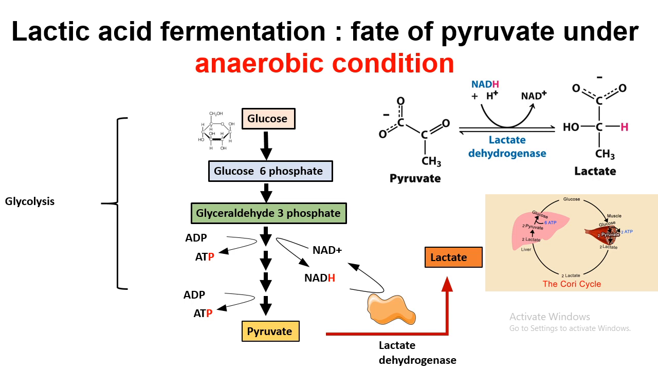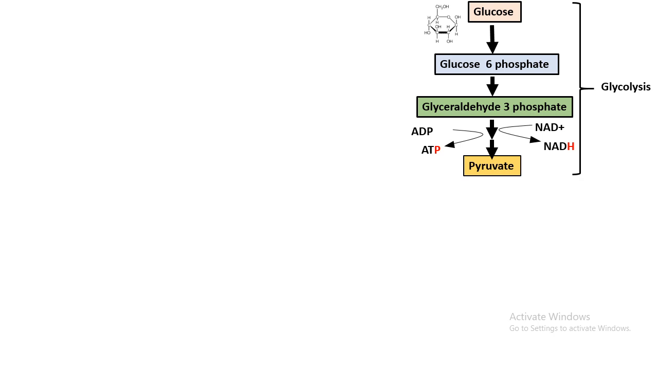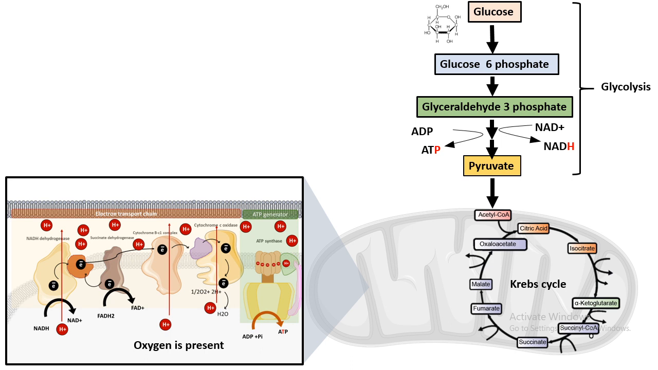Hi, in this video, we're going to talk about lactic acid fermentation, which is one of the anaerobic fates of pyruvate. We have already seen that glucose can be converted to pyruvate by a 10-step enzymatic process known as glycolysis. This pyruvate would eventually get into the Krebs cycle, and the products such as NADH and FADH2 would work like an electron donor in the electron transport chain.